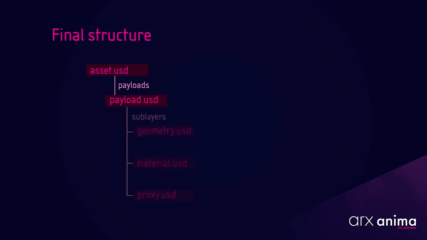And with this, we now are ready to define our final asset structure, where we have the main asset USD file that then payloads the payload file. And this payload file is the one that actually loads in all the content via sublayers, one sublayer for each main step, one for the geometry, one for the materials, optionally extra for proxy and effects.